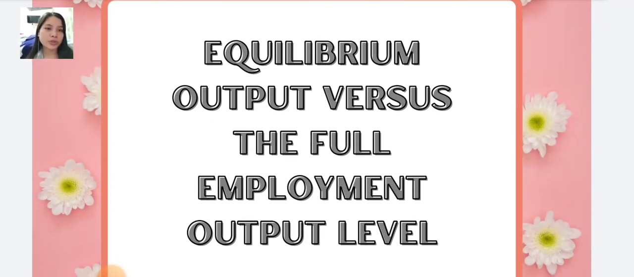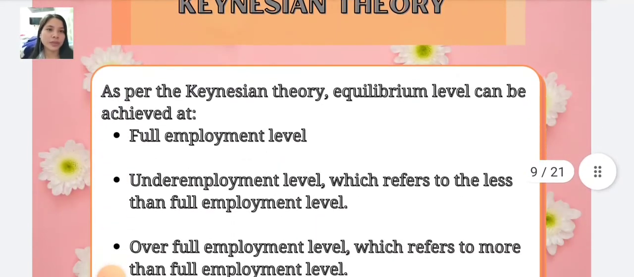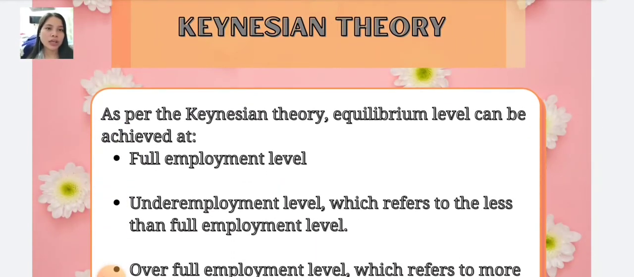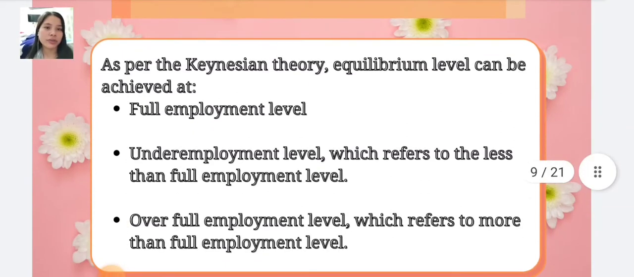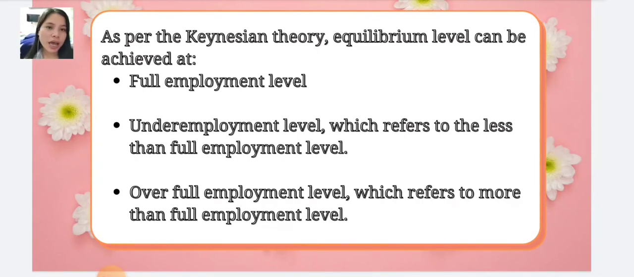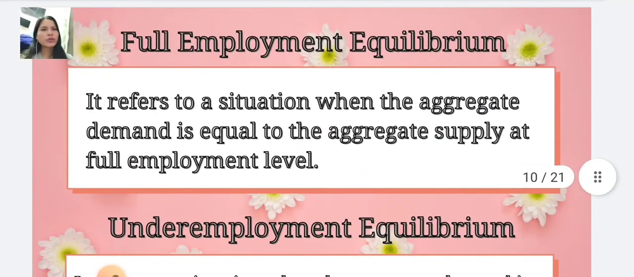Equilibrium output versus the full employment output level. As per the Keynesian theory, equilibrium level can be achieved at full employment level, underemployment level, which refers to less than full employment level, or over full employment level, which refers to more than full employment level. So, what is full employment equilibrium? It refers to a situation when the aggregate demand is equal to the aggregate supply at full employment level.